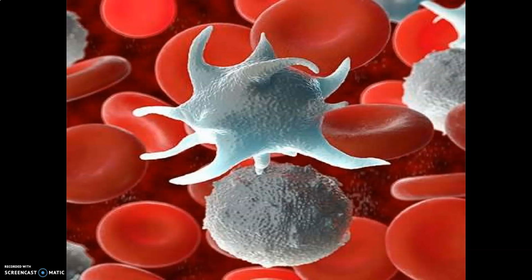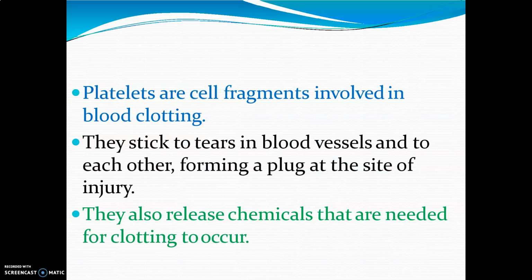Now we're going to talk about platelets. Platelets are the cell fragments involved in blood clotting. They stick to tears in the blood vessels and to each other, forming a plug at the site of the injury. They also release chemicals that are needed for clotting to occur. We'll discuss blood clotting in detail in the coming videos.